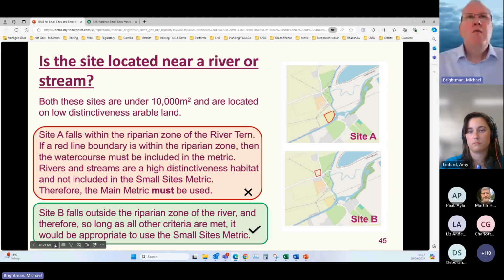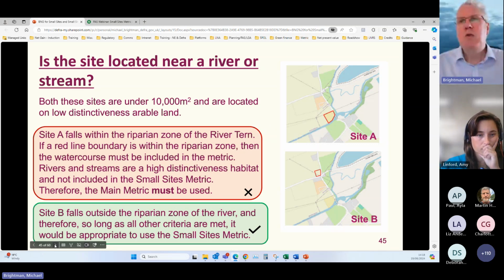Site A, though, falls within the riparian zone of the river Tern, and the reminder here is that where the red line boundary falls within the riparian zone, the watercourse module of the metric must be used, and therefore the small sites metric can't be used, because the watercourse module for rivers and streams is only available in the main metric. Site B, though, is further away, and the site falls outside the riparian zone of the river, and therefore, again, if all of the criteria are met, it would again be appropriate to use the small sites metric on this occasion.